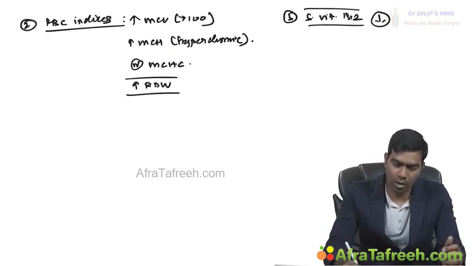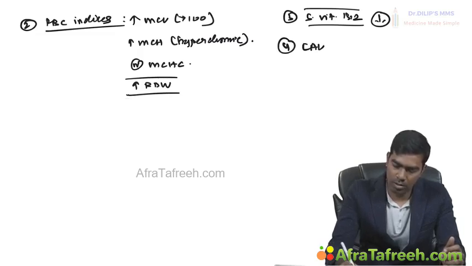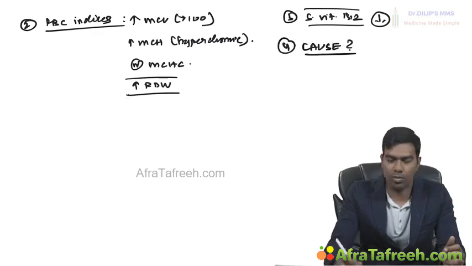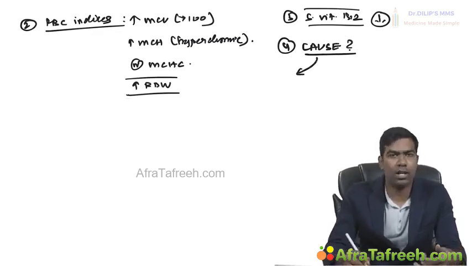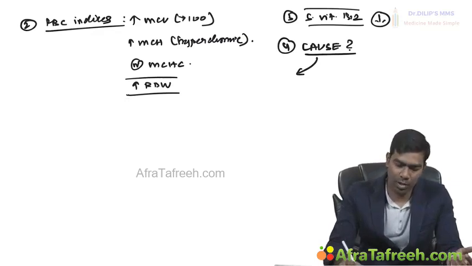For the fourth one, you have to identify the cause. What could be the cause? If you want to know the cause of B12 deficiency, there are certain investigations you can do. Number one, you can do testing for pernicious anemia.